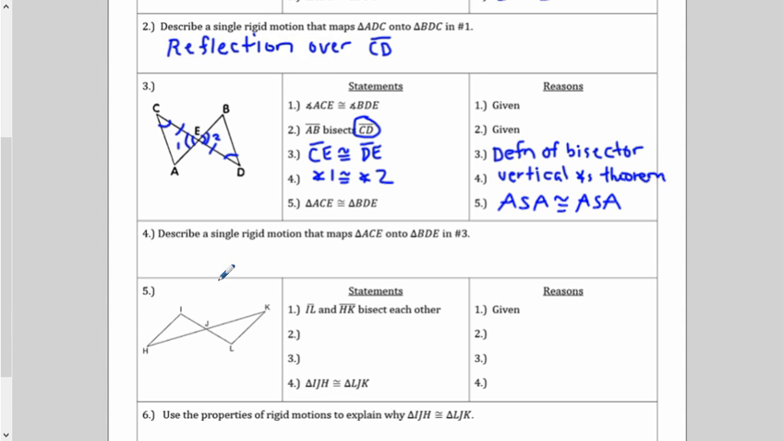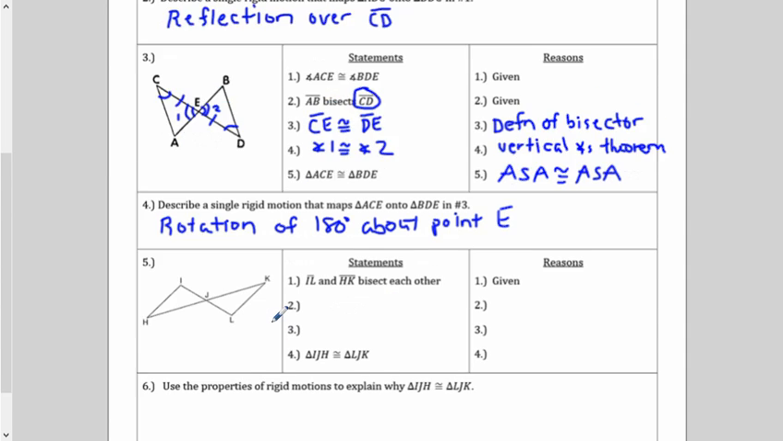And the next question says to describe a single rigid motion that maps ACE onto BDE. Well, we know it's going to have to be a rotation. That's the only way you can get angle C and D to be congruent. It's going to have to be a rotation of 180 about point E. Rotation of 180 about point E.